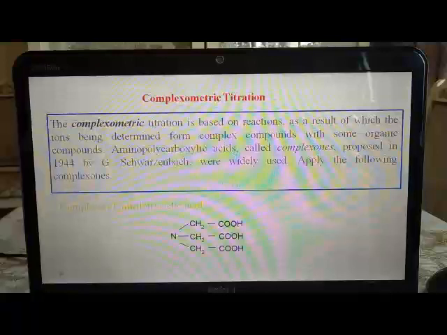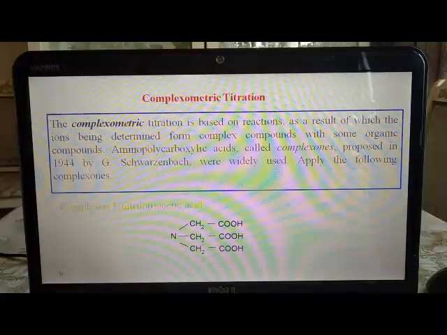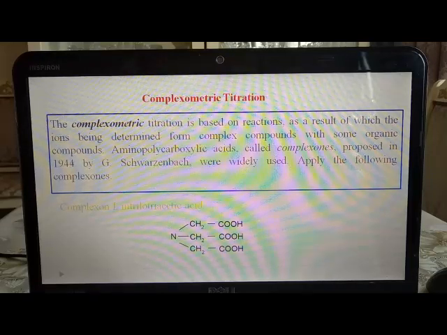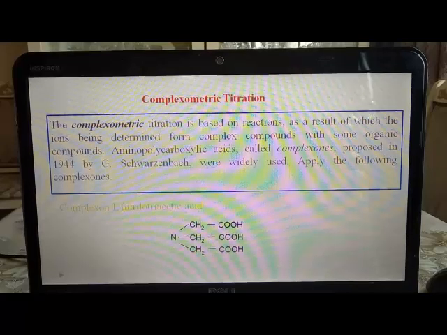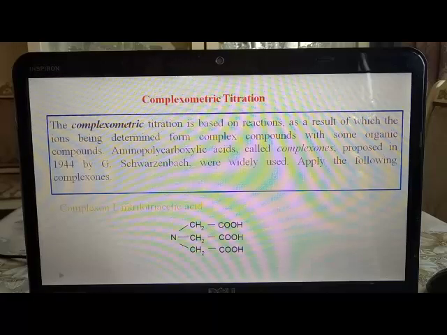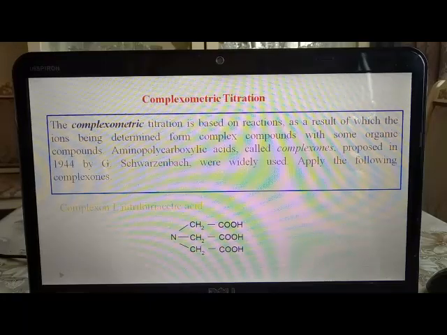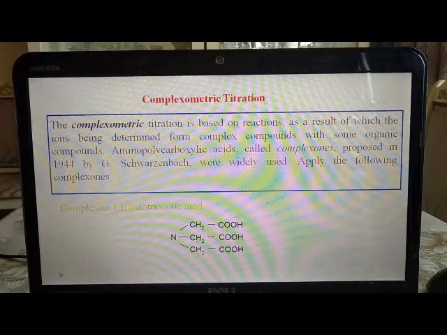Complexometric titration. Complexometric titration is based on reactions as a result of which the ions being determined form complex compounds with some organic compounds. Amino polycarboxylic acids, called complexons, were proposed in 1944 by Schwarzenbach and were widely used.